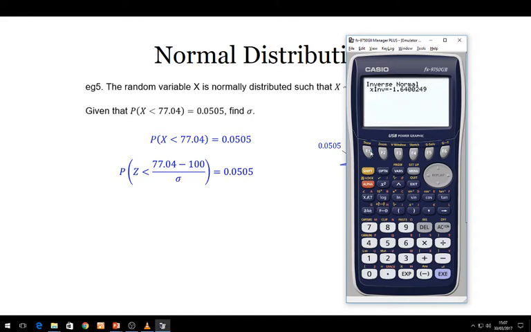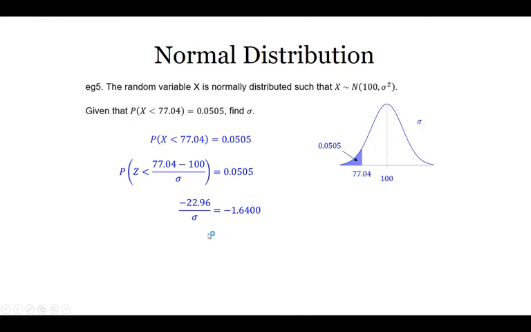Scroll down and execute, and that tells me that the z value that's in this bracket is really negative 1.6400. Note the negative in there, it's quite small. Quite a common mistake is for people to miss that in this type of question, so watch out for that. So we know this value in the bracket.